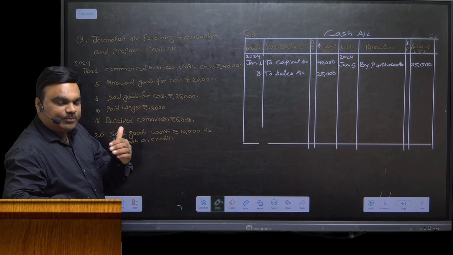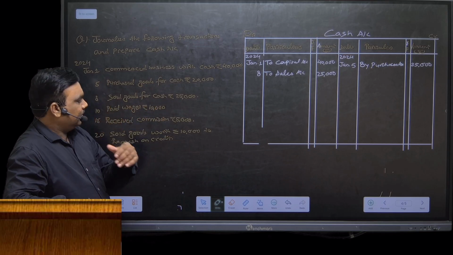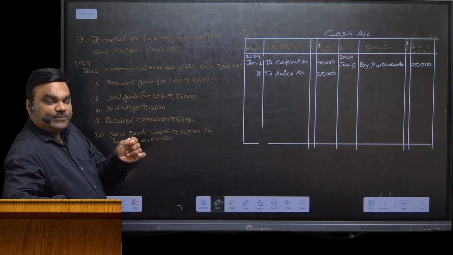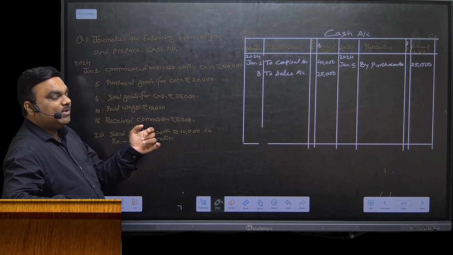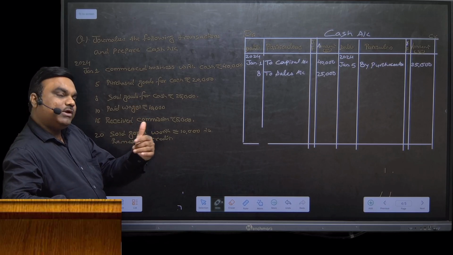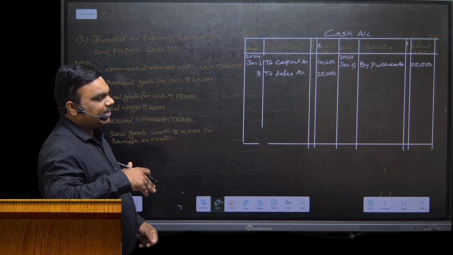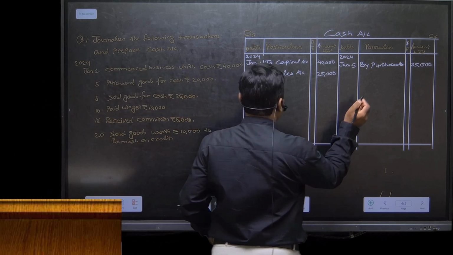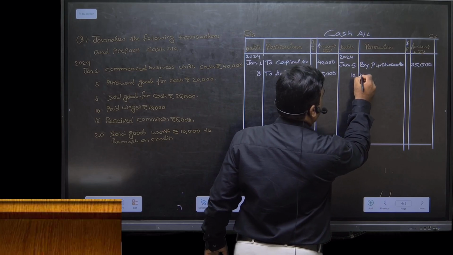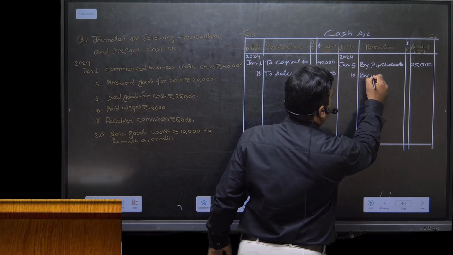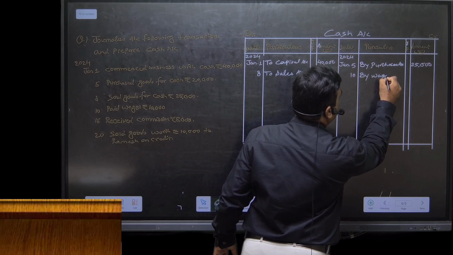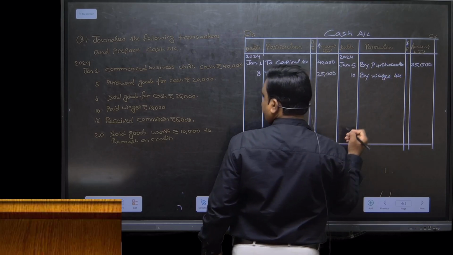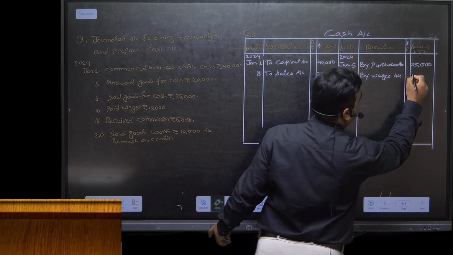Paid wages, it means cash is going out and wages is an expense for the business. So our journal entry will be wages account debit to cash account. Again, cash account is credited. So we have to write it on the credit side of cash account. Jan 10, by wages account, and amount is 10,000.